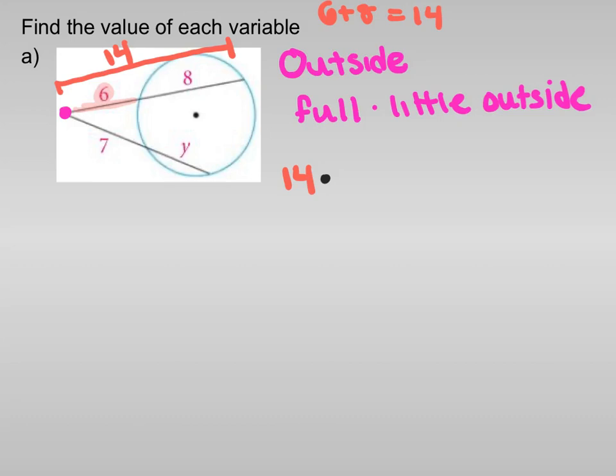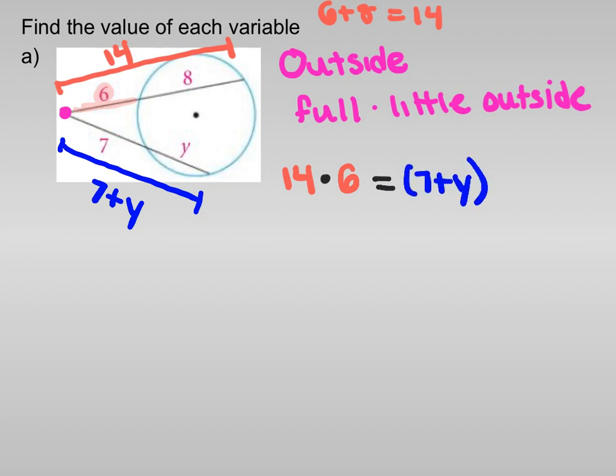6. So 14 times 6 equals, for the other, the full length is this whole figure, which we can't add, it's just 7 plus y. So it'll be 7 plus y times the little part outside, which we could identify as just 7.